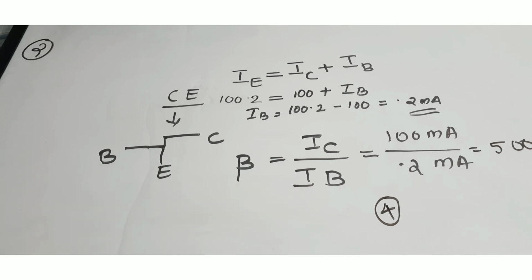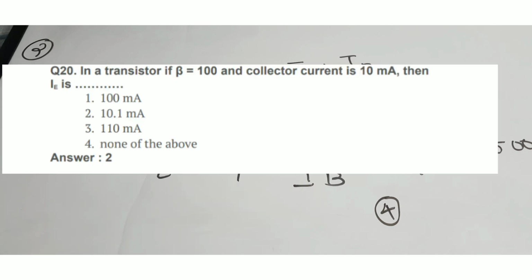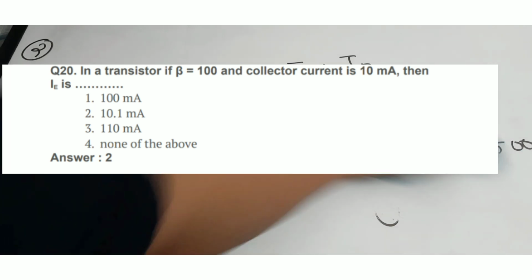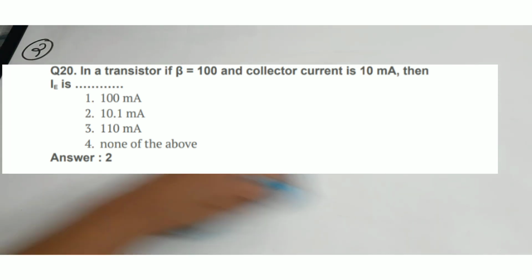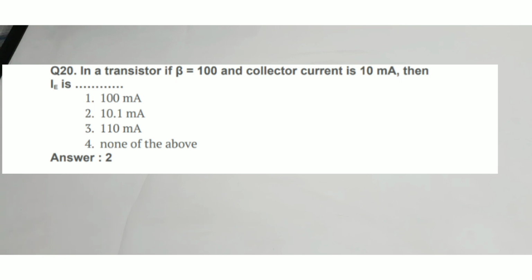Next, let us move to the third question. Let me remove this. The third question we are going to discuss is again a small numerical question. The question is: in a transistor, if beta is equal to 100, generally the value of beta for common emitter configuration we take as 100 or it will be given in the question, and collector current is 10 milliampere, then emitter current is dash.